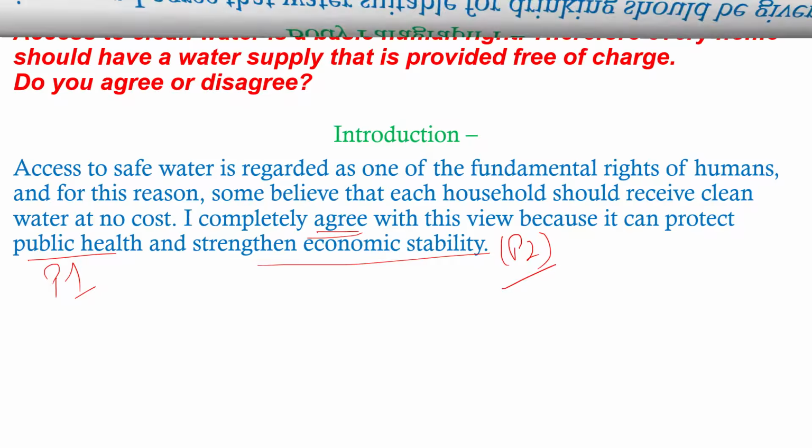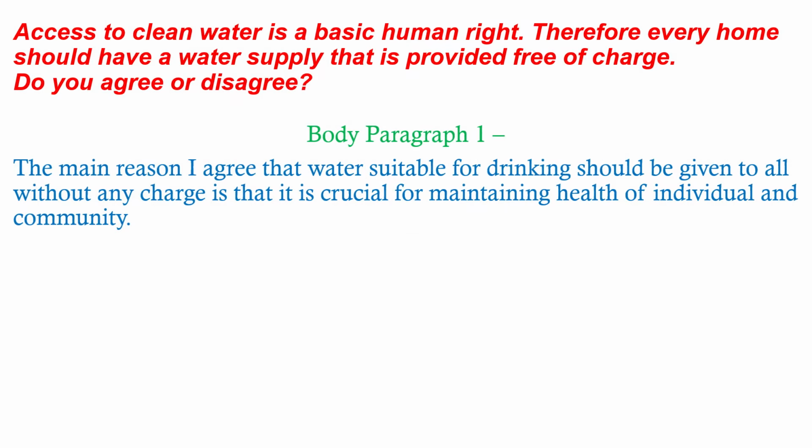Body paragraph 1. So again, this is our topic sentence. We're going to tell the examiner what this paragraph is all about. The main reason I agree that water suitable for drinking should be given to all without any charge is that it is crucial for maintaining the health of individuals and the community.